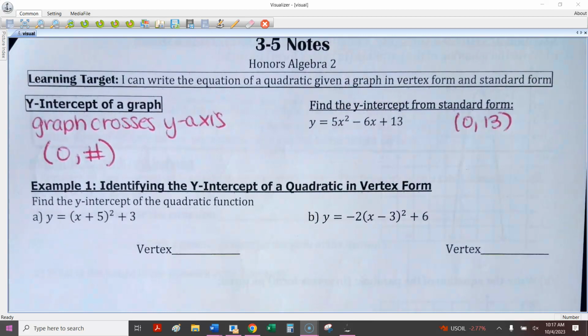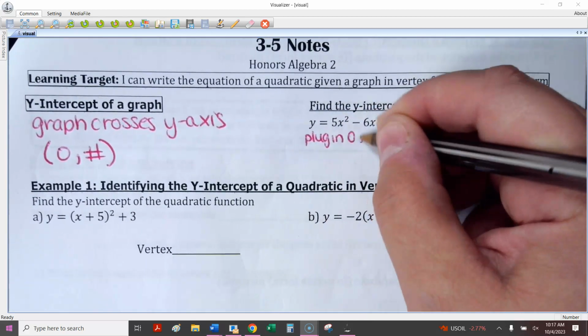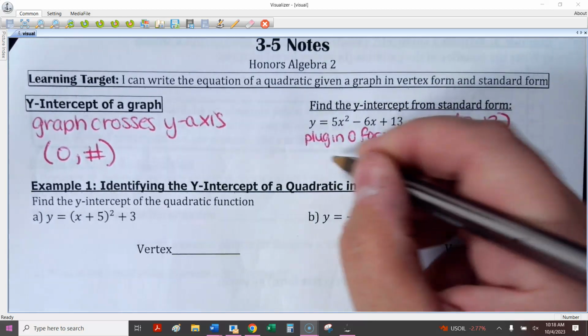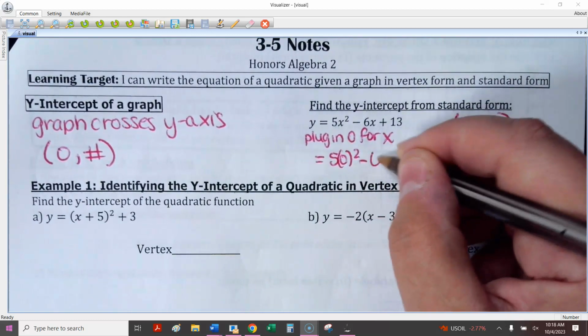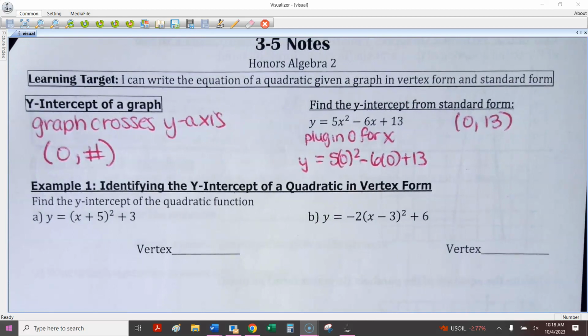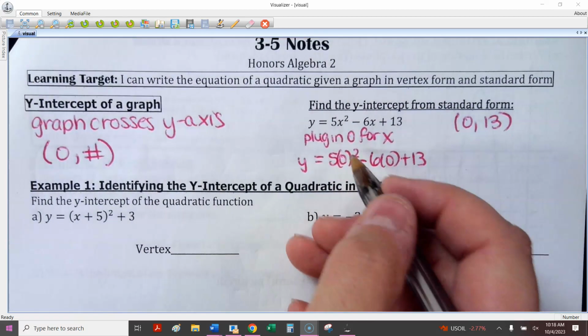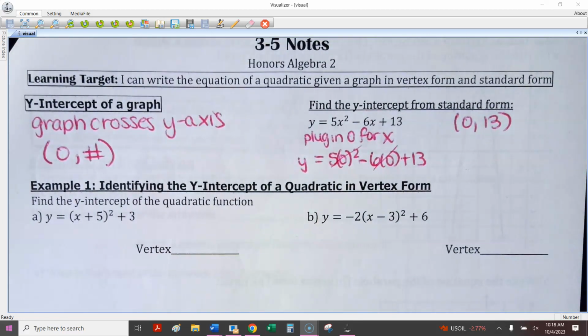Anytime you want to find a y-intercept for any graph, you plug in 0 for x. So if I did that for that little example, everywhere I see an x, I would just replace it with a 0. The reason you can see it quickly in standard form is that when I plug in 0, I'm multiplying by 0 in these first two terms. It wipes both of them out, so it'd be 0 minus 0 plus 13. It's always the constant term if you're in standard form.